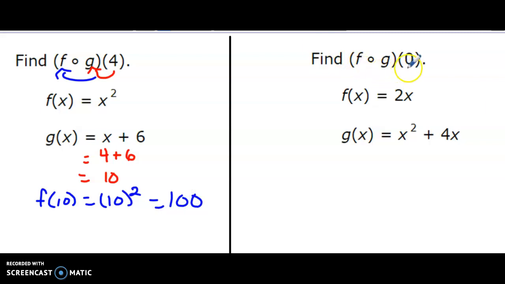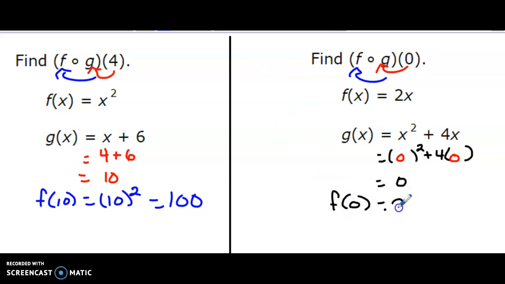For this one, I'm going to plug 0 in for g. So I write my equation down. Everywhere I have an x, I'm going to put a parentheses. In that parentheses, I'm going to put a 0. Well, 0 squared is still 0, and 4 times 0 is 0. Now I take that 0 that I got from this, and I plug it into my f equation. Everywhere I have an x, I'm going to put a parentheses, and in that parentheses, I'm going to put 0, and for my final answer, I get 0.